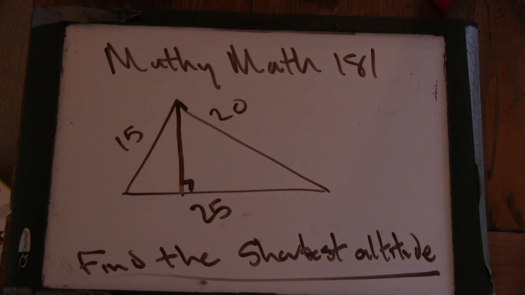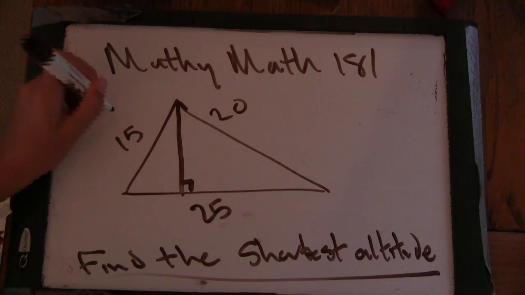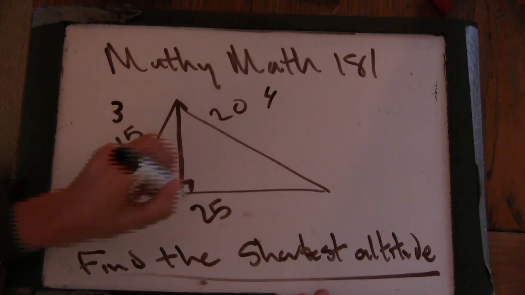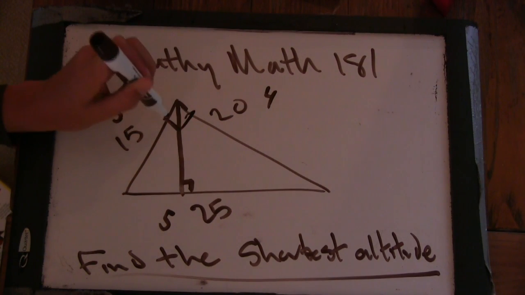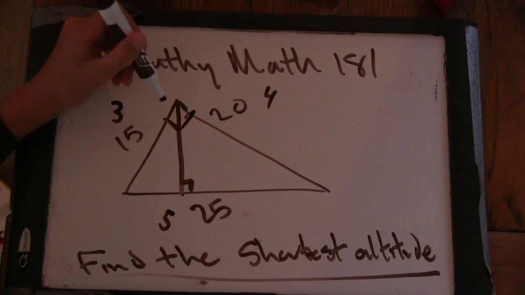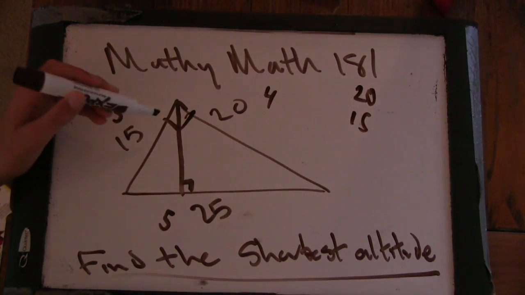Well, this kind of triangle is a right triangle, because if you divide the sides by 5, you get 3, 4, 5. And we know this is a 3, 4, 5 right triangle. So, because this is a right triangle, we already have 2 of the altitudes. We have 20 and 15.